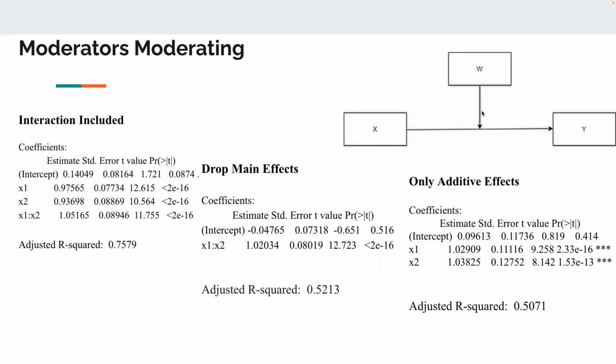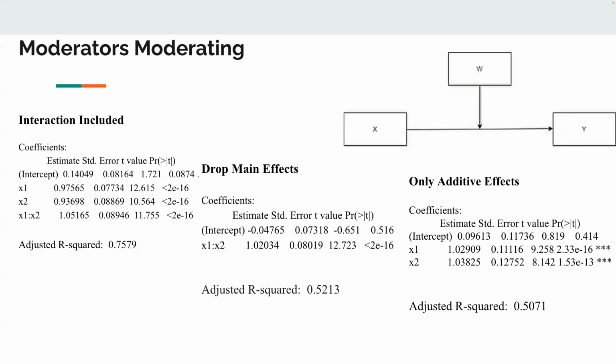Moderation is how two predictor variables can interact with each other to produce a change in the strength or the directionality of the relationships between the first predictor and the outcome variable. The best way to visualize the effects of a moderator really is just to look at the numbers. So I decided to run a few models here just to show what a moderated effect looks like.